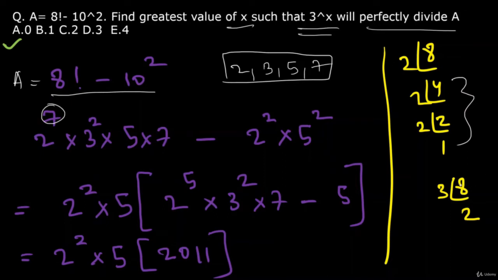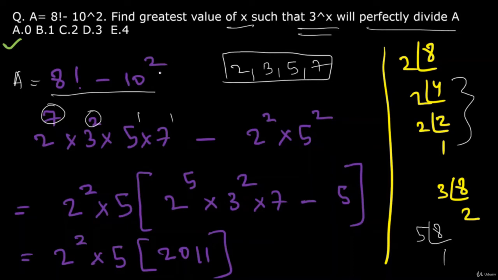Similarly, when you do 8 by 3, you get a quotient of 2, and so there are 2 3's in 8 factorial. Now 8, when you divide it with 5, you will get 1. Similarly, 8 by 7 also you will get 1. So there is 1 5 and 1 7 in 8 factorial. Therefore, the prime factorization of 8 factorial is 2 to the power 7 into 3 square into 5 into 7.